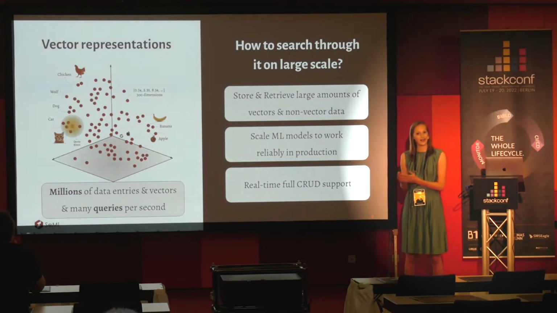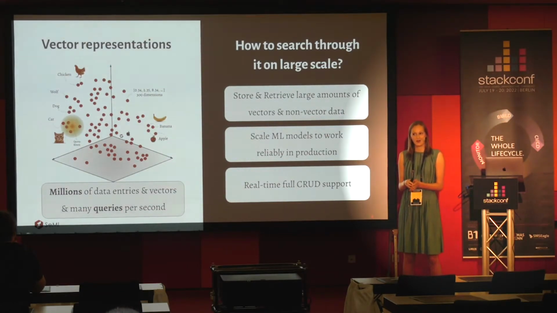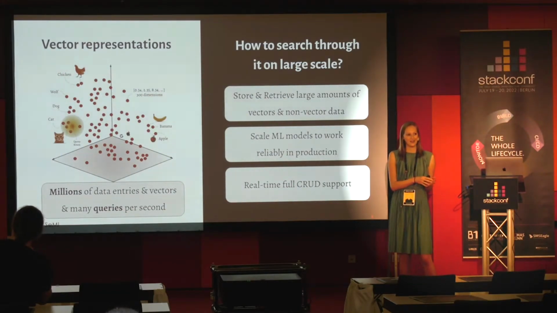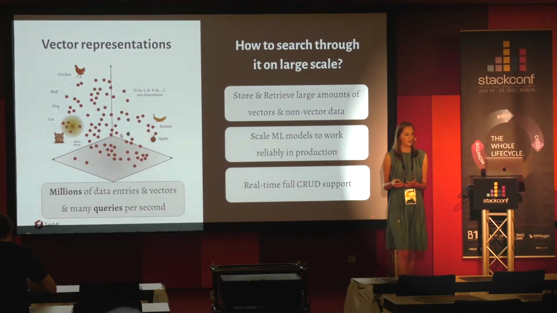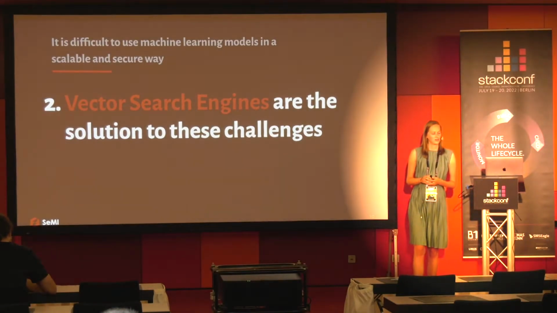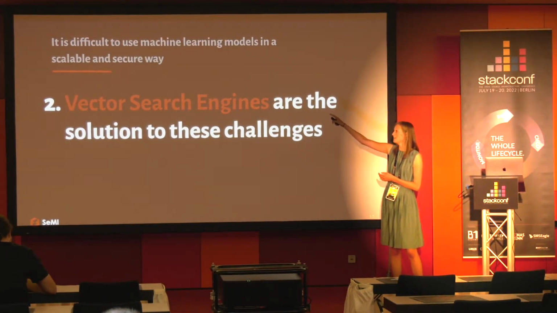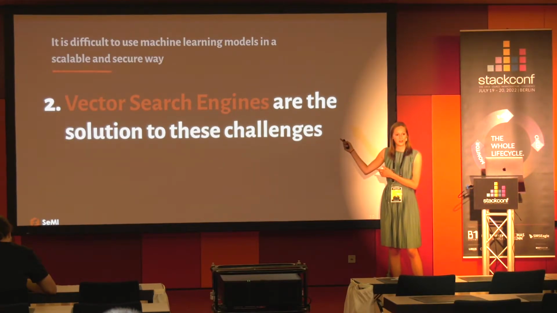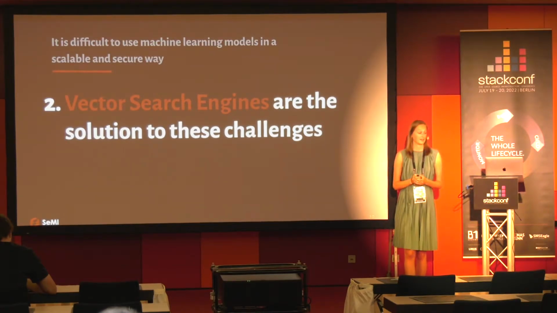This is a feature that differentiates a vector database from a vector library. There are vector libraries out there that you can use to do this type of search on large scale. But in those libraries, you can upload your data once, and then you can read it. You cannot change the data anymore. So we need this data mutability to have it working in production, so full CRUD support. So for the second part of the problem that I started with, that it's difficult to use machine learning models in a scalable and secure way, I believe that vector search engines, or vector databases, are the solution.